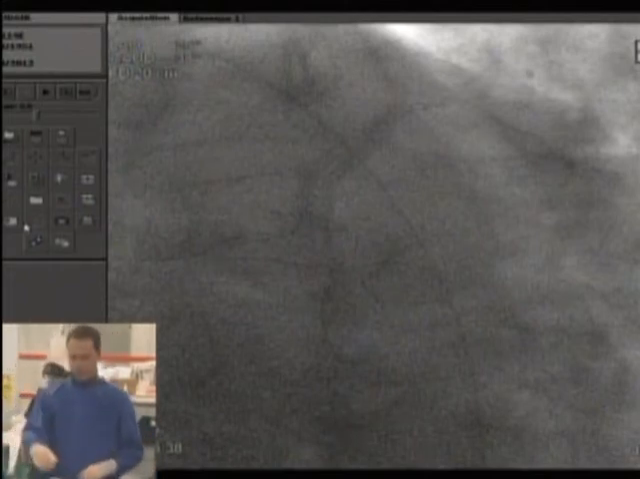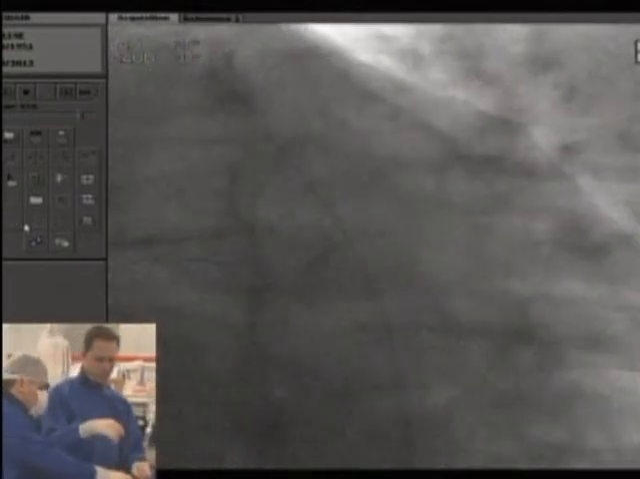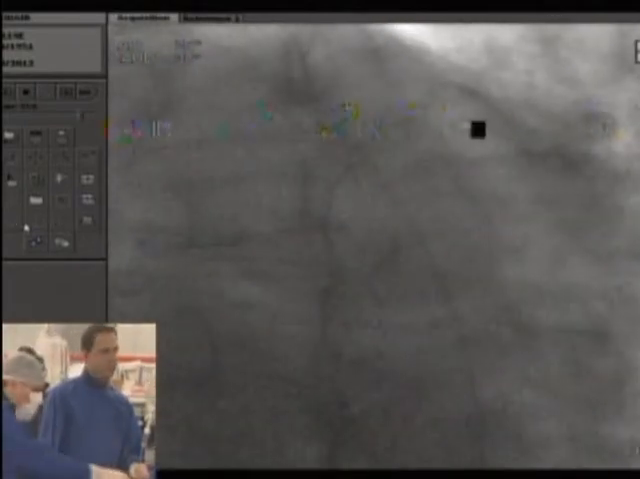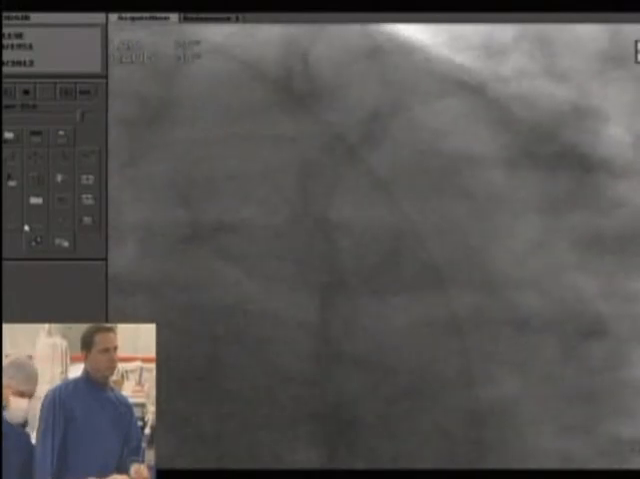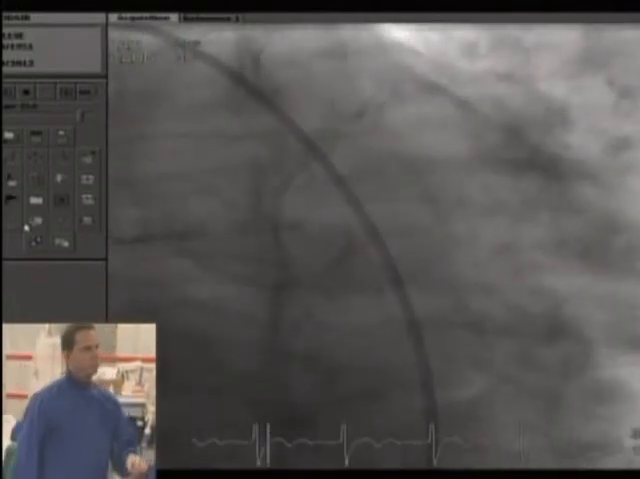Pedro, you have the LAD, restenosis, the diagonal involved, and then the ramus. Are you using 3 wires?